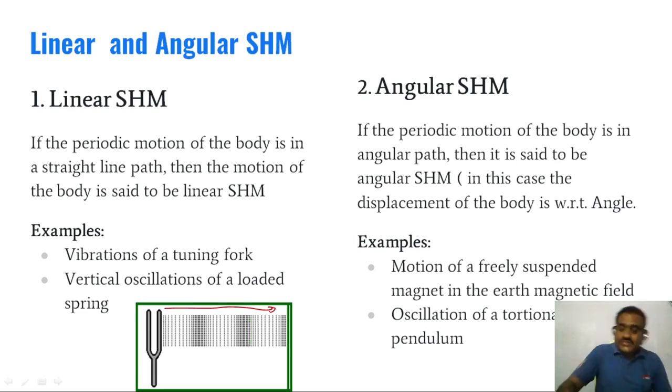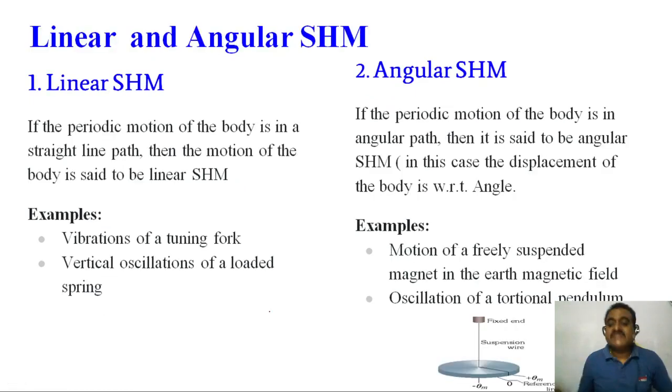Another one you can observe here. This is the torsional pendulum. It is moving with some angle theta m or minus theta m. What I am saying here, in this case the displacement of the body is with respect to angle. This is angle theta m, and here also this is angle theta m. That is oscillation of the torsional pendulum.